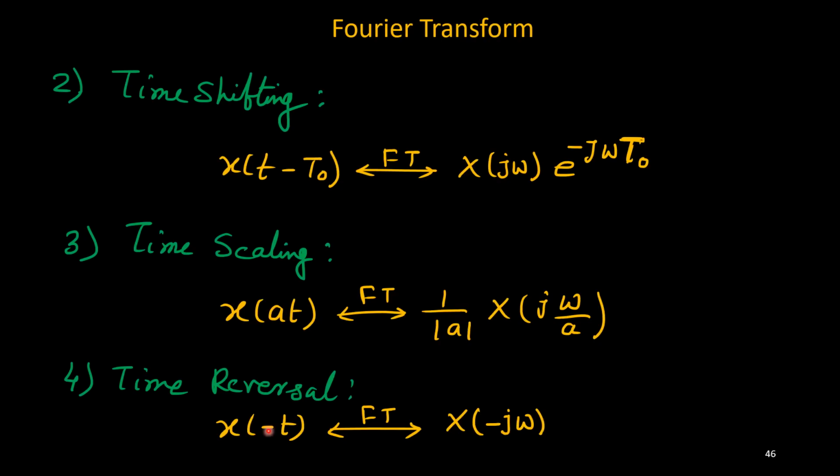If I put a equal to -1, then you will see this is becoming 1, and it is X of minus j omega. So if I consider one time reversal, meaning time folding, so the positive part is becoming negative, and the negative part is becoming positive, then the shape is remaining same. The only thing is that positive frequency will now become negative frequency, and negative frequency will become positive frequency. That's all. Okay. So this is the implication. So it is also useful.